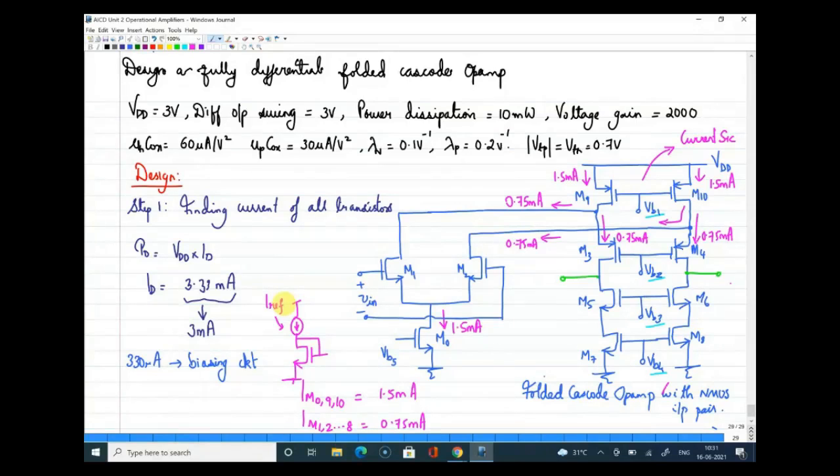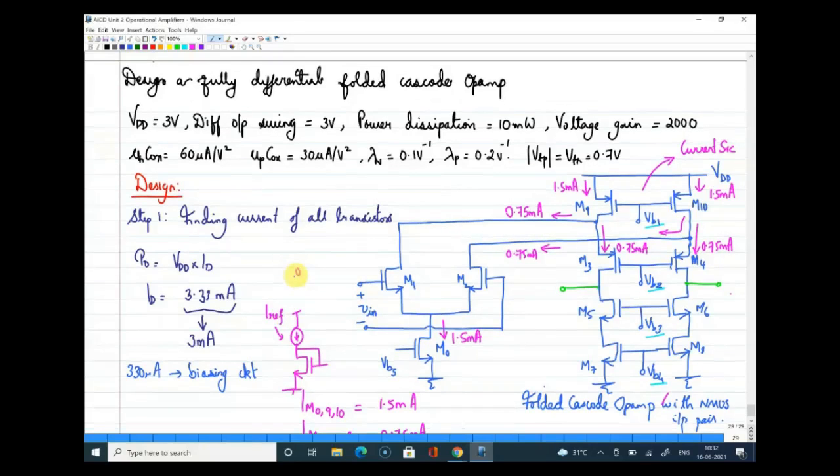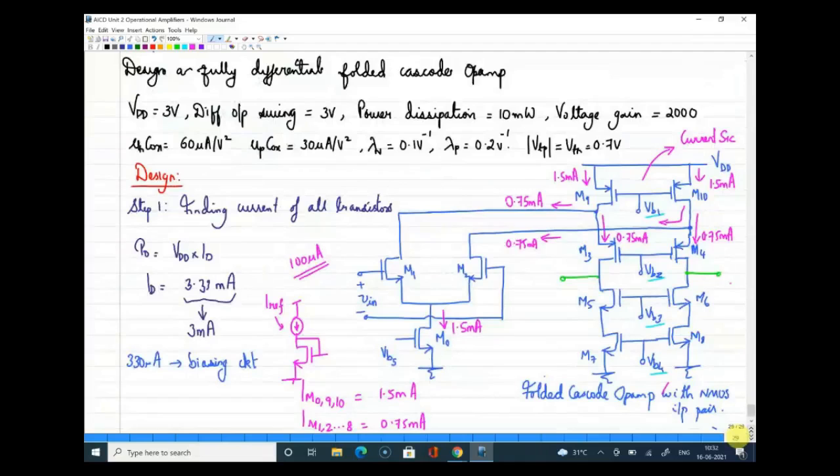If I am a designer, I will not have thousands of reference currents. I will have designed and kept a few reference currents ready, and say for example I have a reference current of 100 microamps with me. Now my task is, using this 100 microamps current here, I need to generate 1.5 milliamps here. So I'll do a connection like this, then only I can generate a suitable bias voltage at VB5.